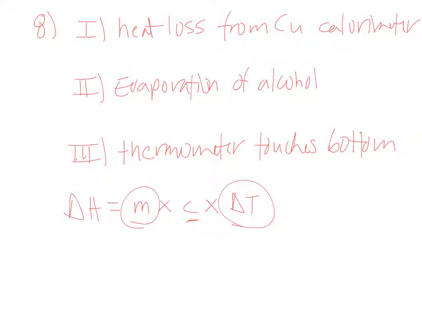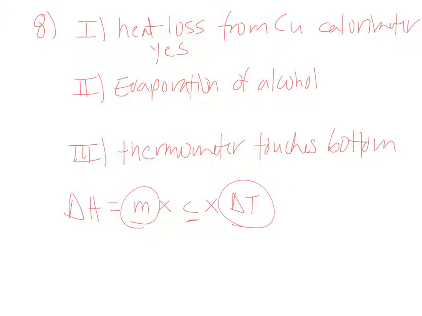So heat loss from a copper calorimeter, that's going to change our delta T, and that's definitely going to decrease our value. So that would give us a less exothermic or a smaller value than what we'd expect. So a big yes for number 1.